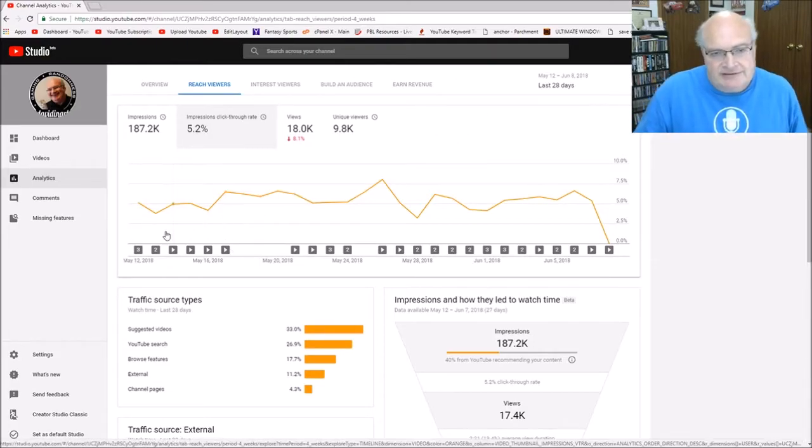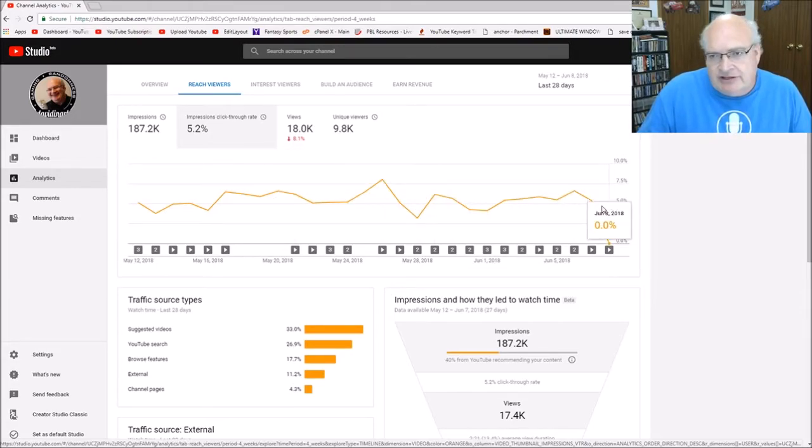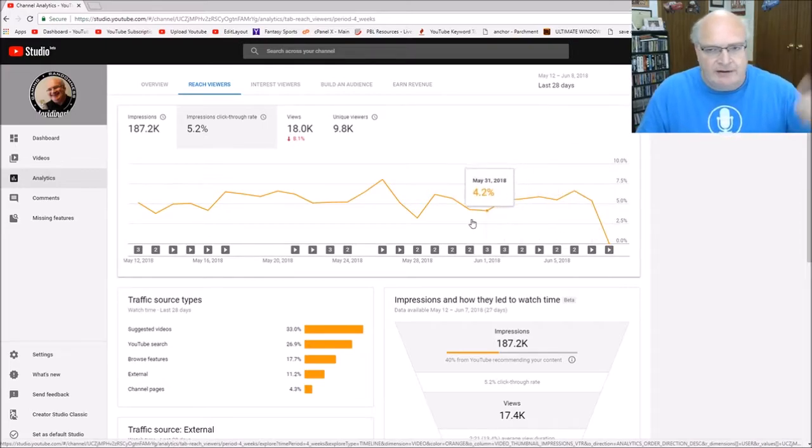But what I can do is, you see this chart running across here. And so, you see the percentages here. Now, at the very end, it tails off, and that's because the data lags behind a couple of days. And there was somewhere in here, like the 4th and 5th or something, there was a notice that YouTube was still working on that, at least at the time I'm recording this.